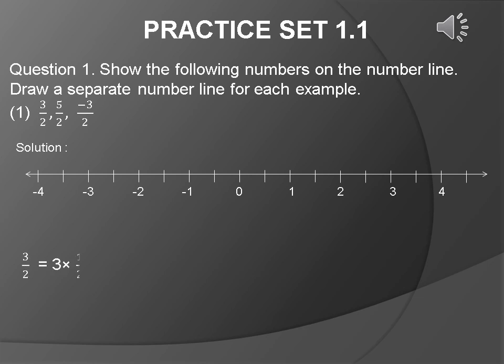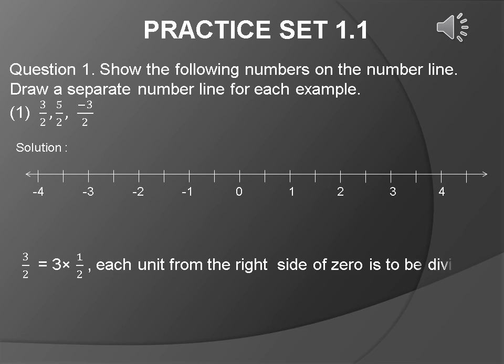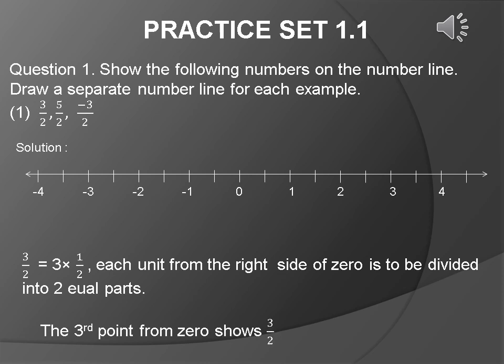3 by 2 is equal to 3 multiplied by 1 by 2. Each unit from the right side of 0 is to be divided into 2 equal parts. The third point from 0 shows 3 by 2. The numbers to the left of 0 at the same distance will be minus 3 by 2. Similarly, the fifth point from 0 shows 5 by 2.